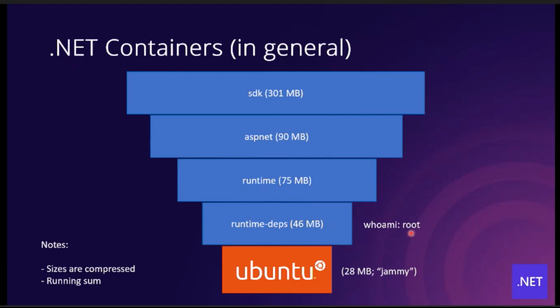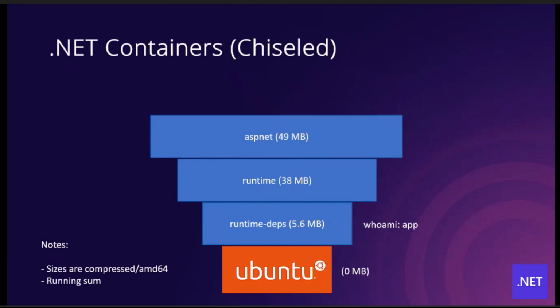This is running under root, right? So it's basically the main account that runs the container, while on .NET 8. There is the introduction of those chiseled images. You can see here the same, even in Ubuntu, nothing is added, right? So on top of it, or under the base image, it's simply 0.